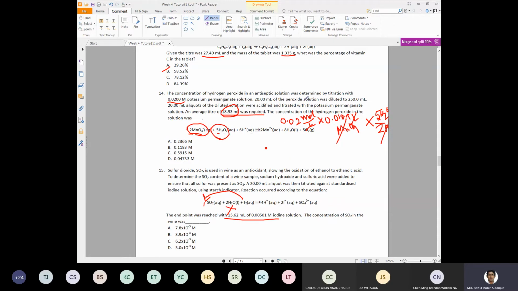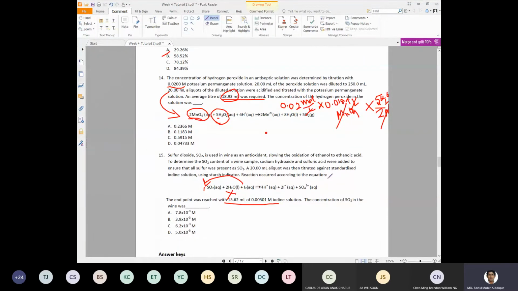After that, we can find the number of moles in 250 milliliters, because if this number of moles is in 20 milliliters, what will be in 250 milliliters? That is the undiluted solution, the same thing. Or we can just multiply this by the dilution factor. We will find the concentration in the undiluted solution. So is that okay now?